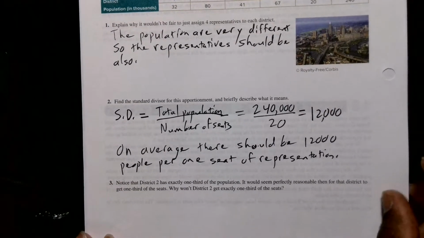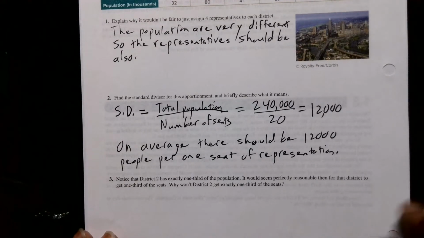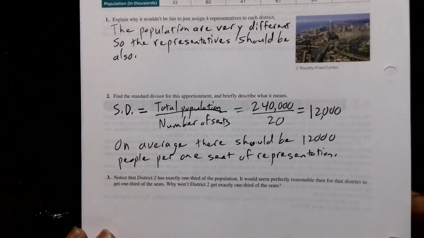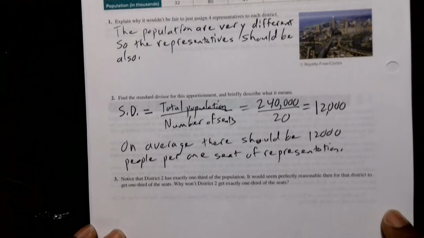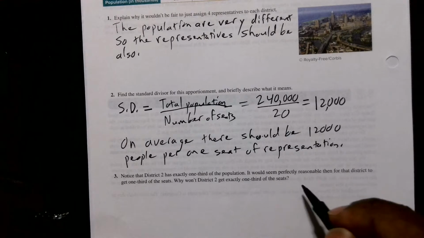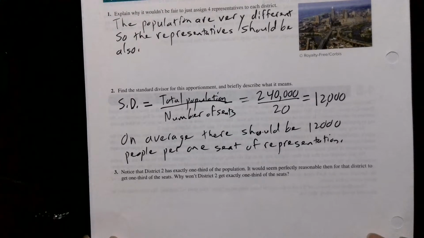Now, number 3, it says, notice that District 2 has exactly 1/3 of the population. So if we go back up here, it's 80. 80 is 1/3 of 240. It would seem perfectly reasonable then for that district to get 1/3 of the seats. Why won't District 2 get exactly 1/3 of the seats?